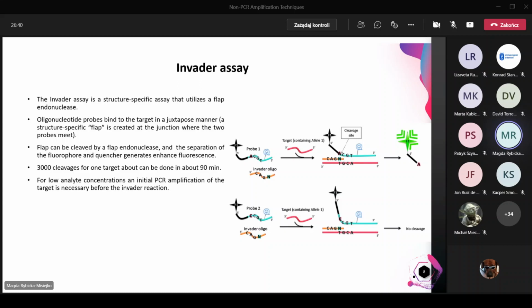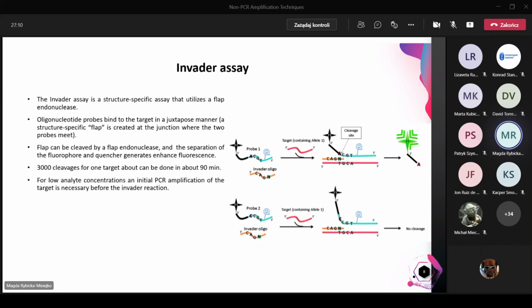It has been estimated that for one target, about 3,000 cleavages can be done in about 90 minutes. Although this amplification rate is quite good, it is not enough for detection of low copy number targets, and so for low analyte concentration, an initial PCR amplification of the target is necessary before the invader assay.